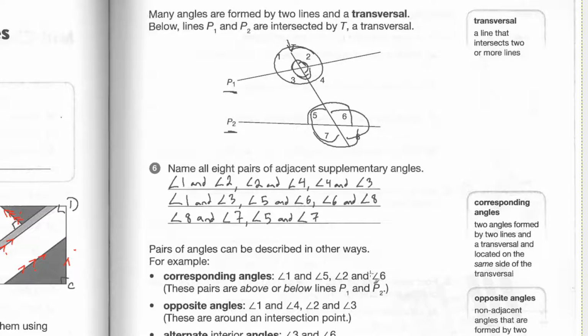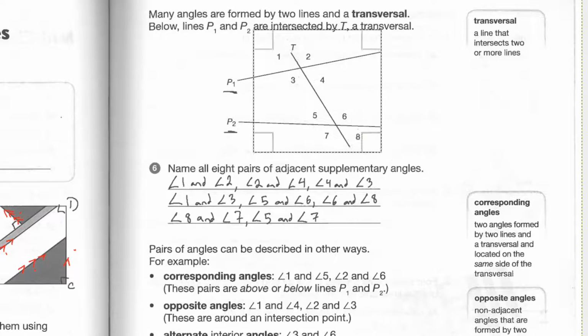You're probably going to want to put a bookmark in this section, because we're going to be referring to these definitions for the rest of the chapter. Pairs of angles can be described in other ways as well. We have corresponding angles. Corresponding angles are two angles formed by two lines and a transversal located on the same side of the transversal.